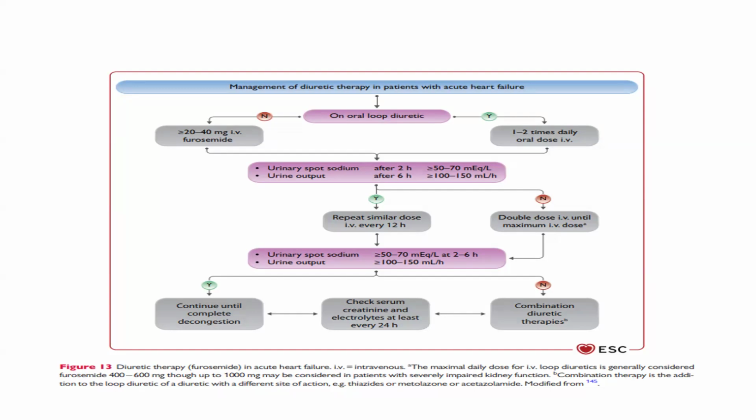So if we find the appropriate response, then continue that same dose until the complete decongestion. But if you are not finding the appropriate response, even after doubling the dose of loop diuretic, then it is recommended to add the other diuretic which is acting on the other side, like thiazides. And then we need to check for the serum creatinine and electrolytes every 24 hours.